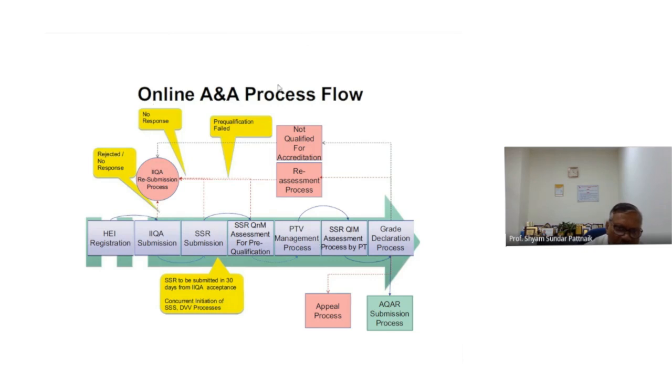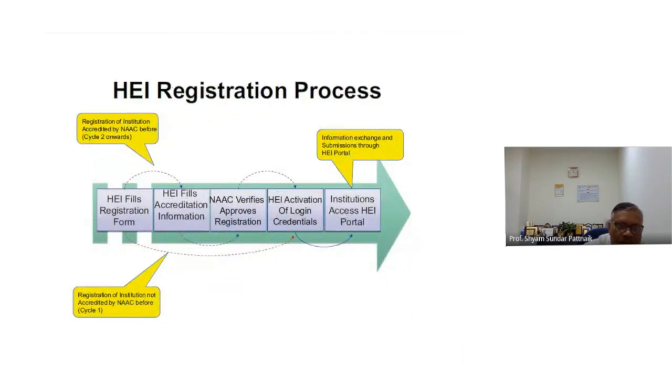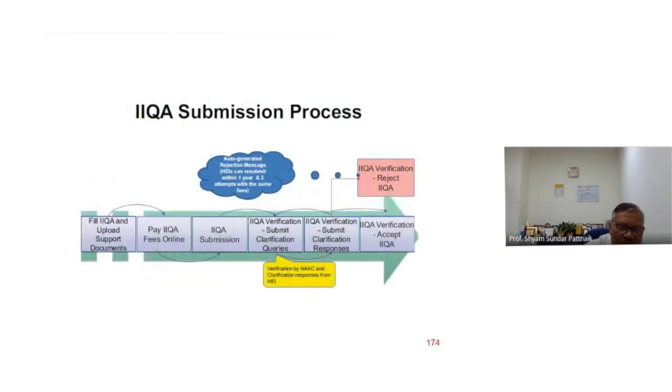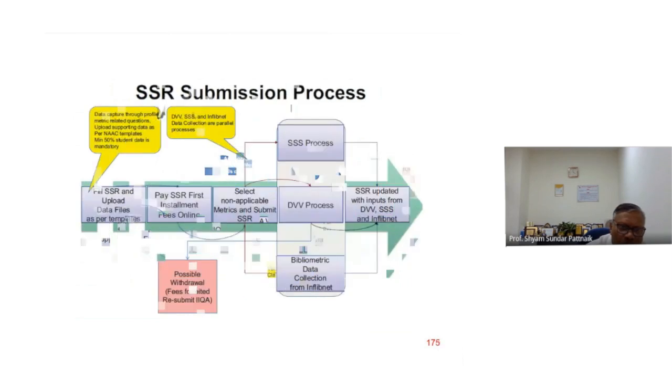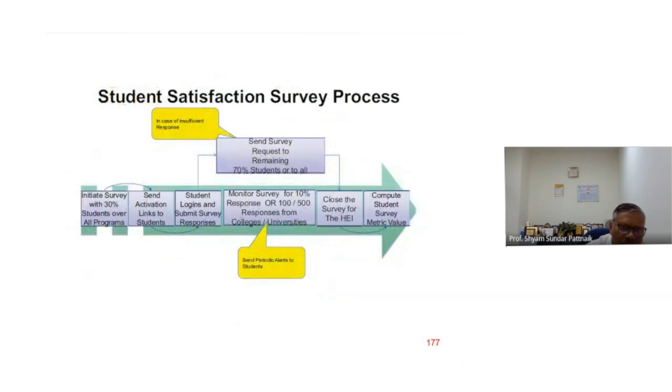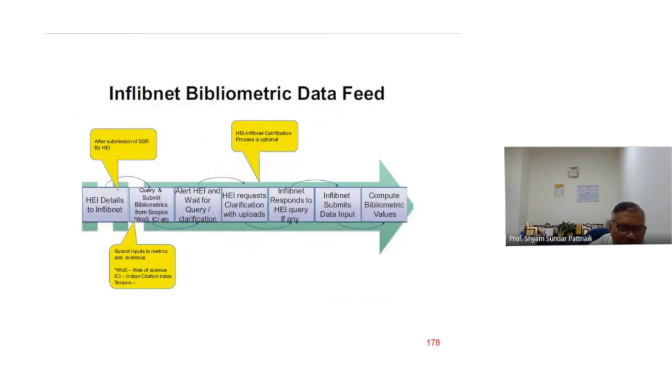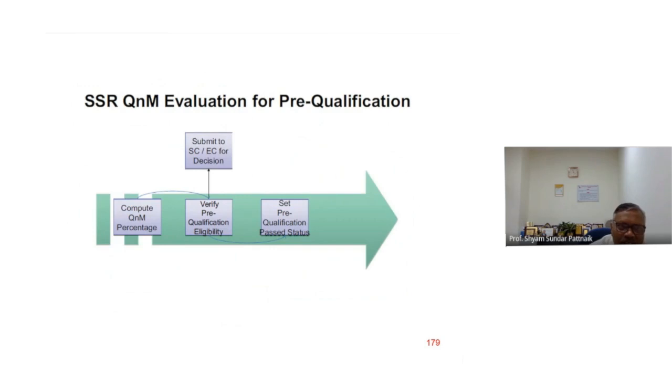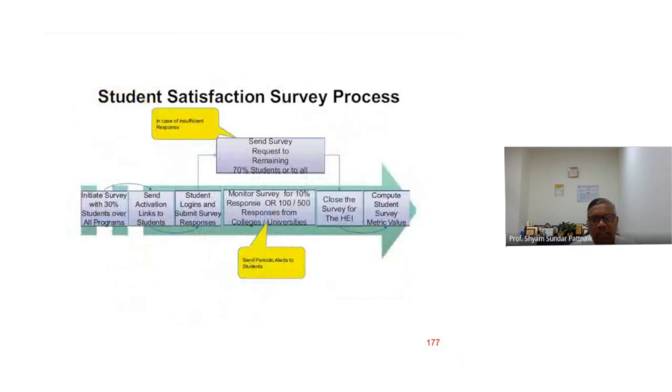This is the online registration process. This is for the IQA submission process. This is for the SSR submission process. This is for the DVV process. This is for the student satisfaction survey process. This is for the third party who will be doing the bibliometric data feed process; DVV will be taking care of this information. Then this is your SSR for pre-qualification or the DVV part. So that is the way these are already available on the NAAC website. You can have a look at that. So at this stage, I stop here.